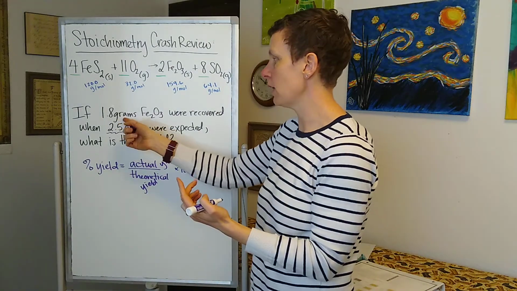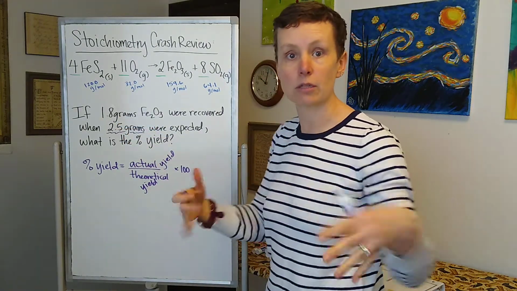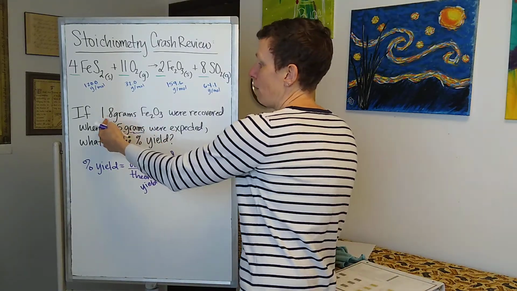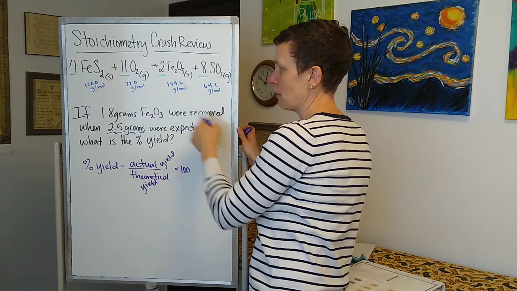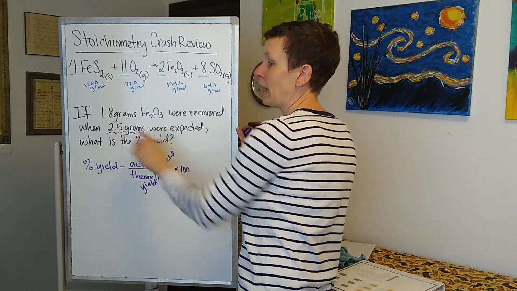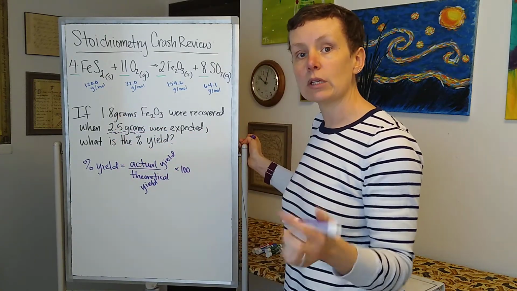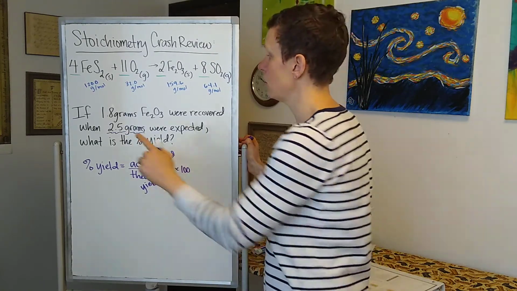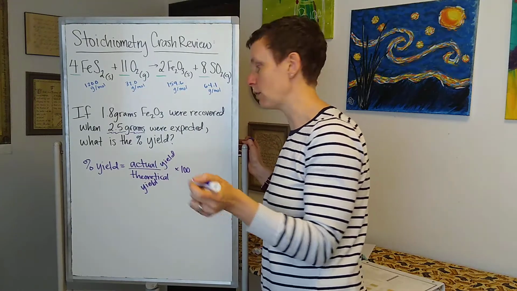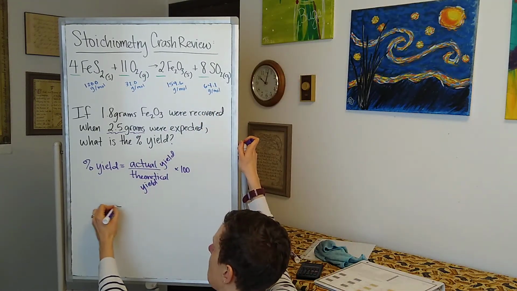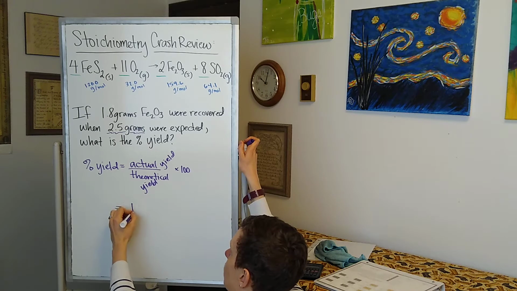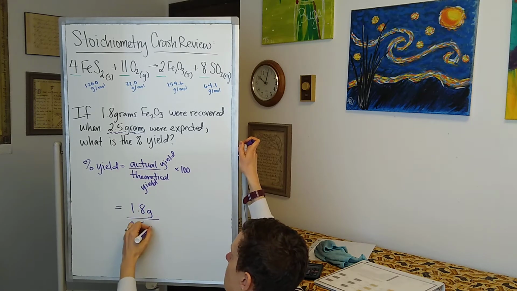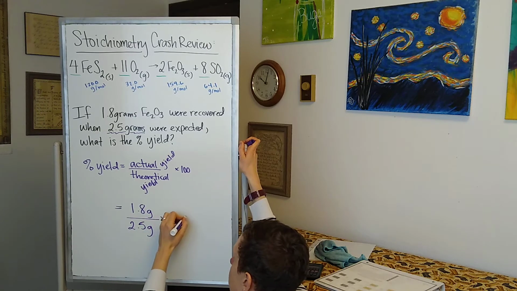So the problem has to tell you that, or you have to do a lab where you actually measure something and you figure out how much you get, okay? So 1.8 grams was actually recovered. That's my actual yield. What I expected to get using stoichiometry, I figured out how much I should be able to make. That's my theoretical yield. So 2.5 grams were expected. That's my theoretical. So I can do my percent yield problem by putting my actual 1.8 grams over my theoretical 2.5 grams and then multiply by 100.